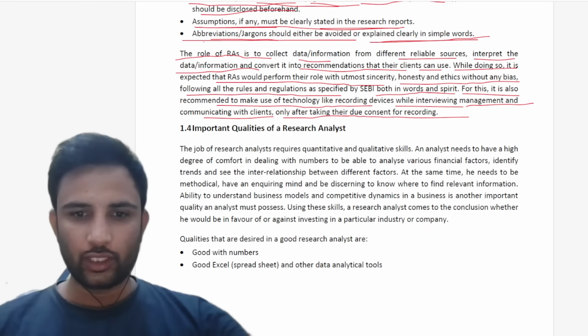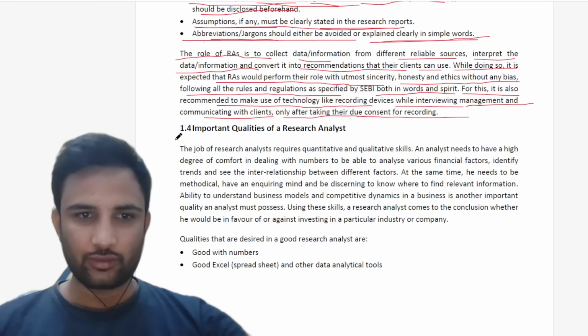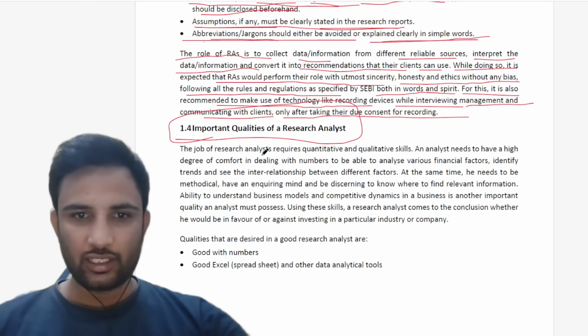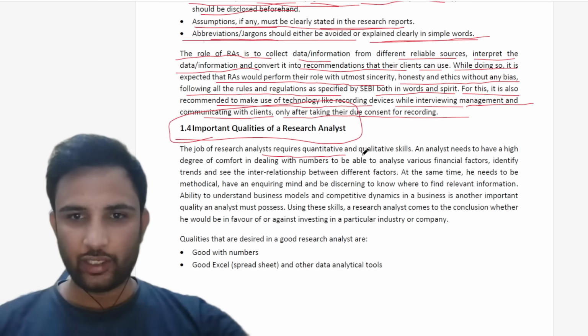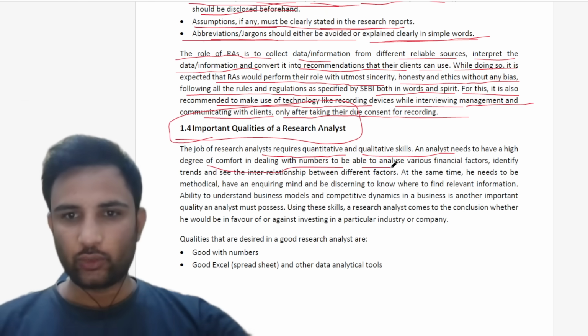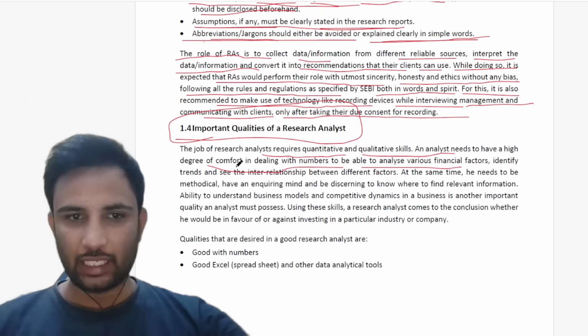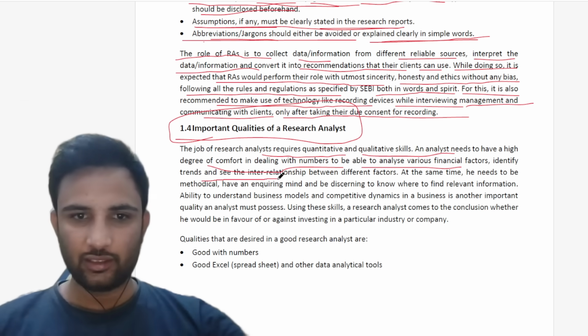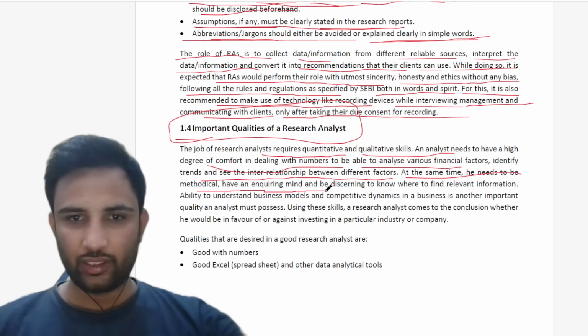Next chapter is important qualities of a research analyst. The job of a research analyst requires quantitative and qualitative skills. An analyst needs to have a high degree of comfort in dealing with numbers, to be able to analyze various financial factors, identify trends, and see the interrelationship between different factors. At the same time, he needs to be methodical, have an inquiring mind, and be discerning to know where to find relevant information.